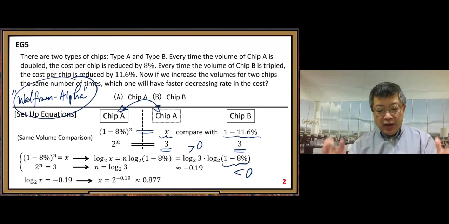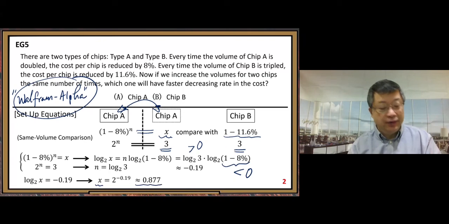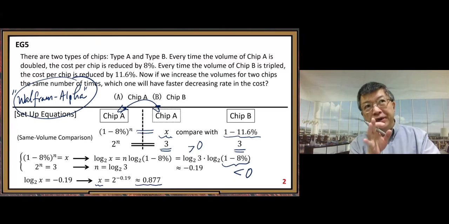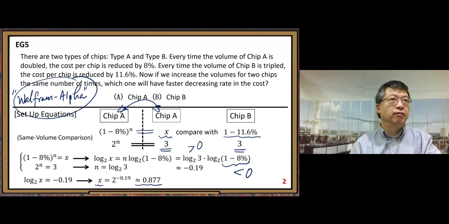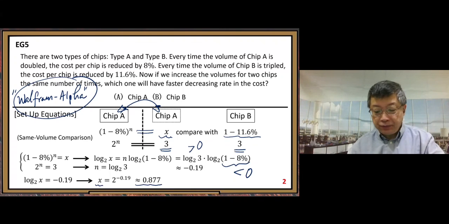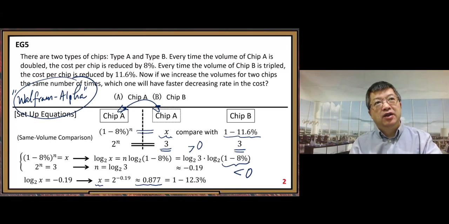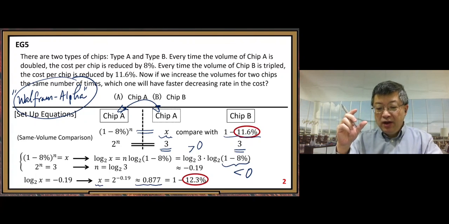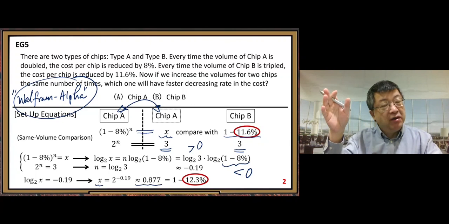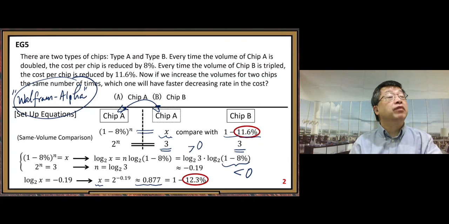All right. So here you can see we find x value. So approximately it's okay, good enough. Then we convert to the reduction format, because on both sides we compare the reduction rate. That format, 1 minus 12.3%. So let us compare two reduction percent. One is 11.6% reduction. Another is 12.3% reduction. Which one has bigger reduction, right?